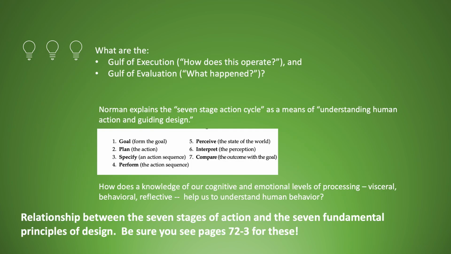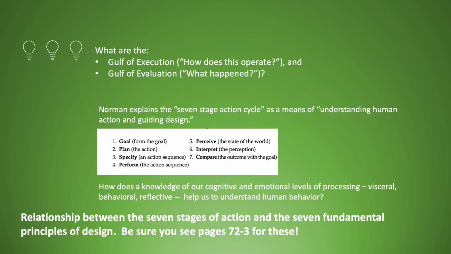Okay, so what are, and this is from the second chapter you read, the gulf of execution, when you ask, how does this operate? And the gulf of evaluation. What happened? What happened when I just did something? So Norman explains in what is actually a pretty dense chapter, the 7-stage action cycle as a means of understanding human action and guiding design. Now we're really getting into the psychology of use of products. So we have goal, plan, specify, perform, perceive, interpret, and compare.